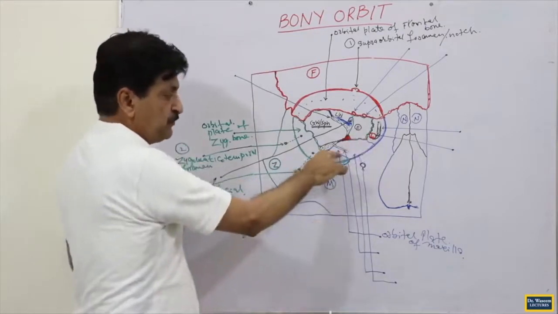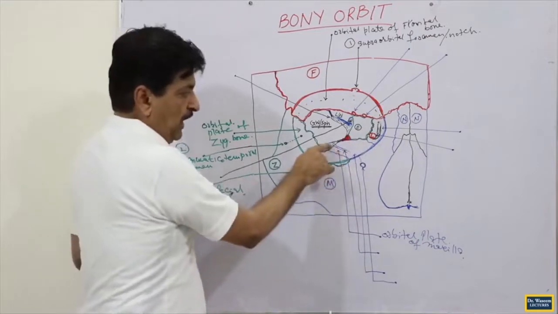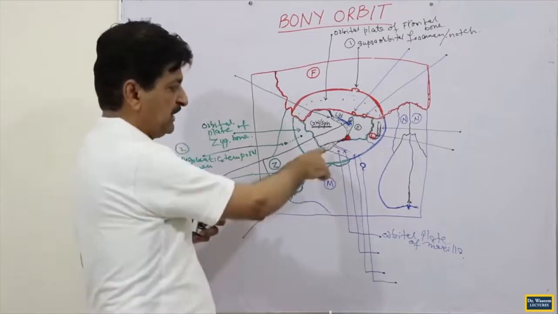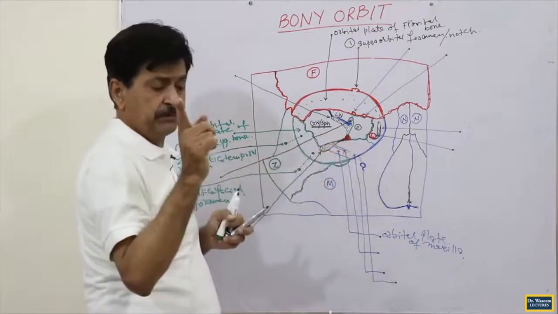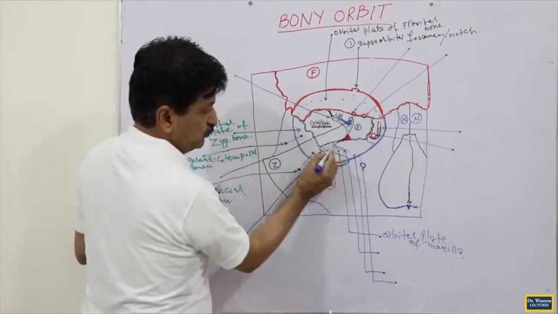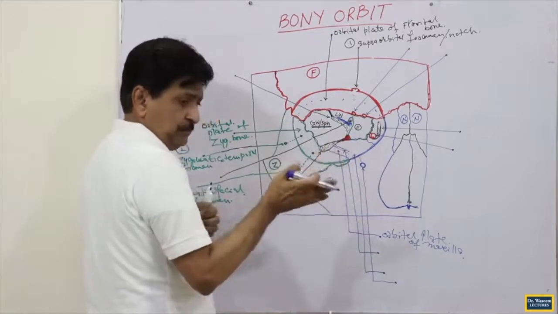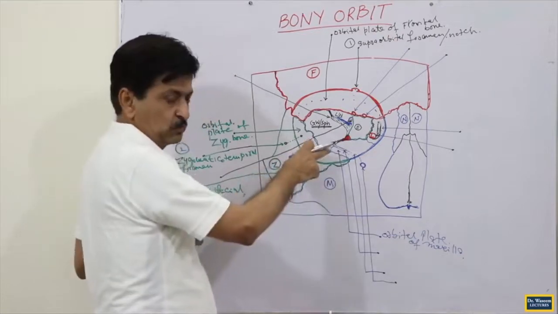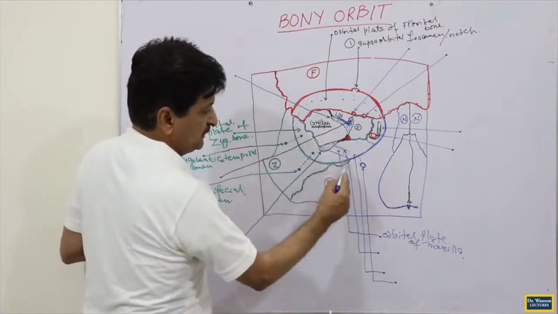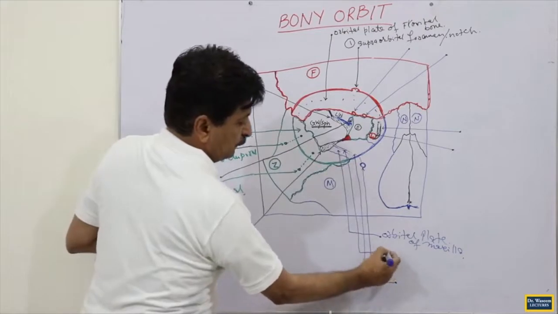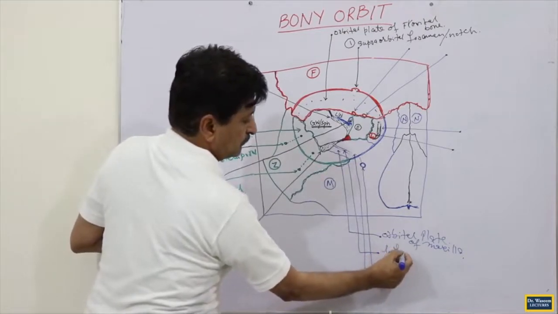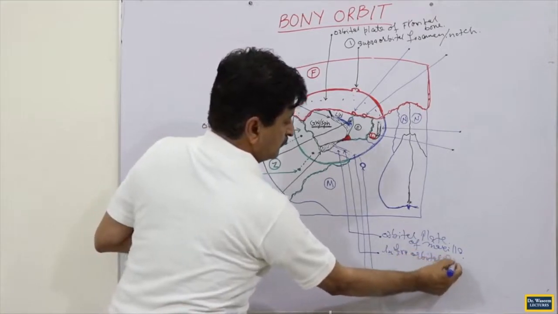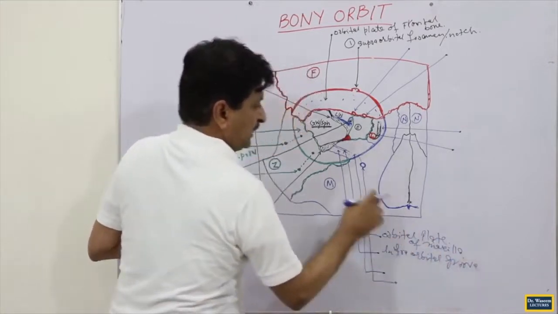If you watch the orbital plate, halfway along it you see a groove. The groove you are seeing here is called the infraorbital groove. It is a groove because some neurovascular bundle, especially a nerve, passes through it and is accommodated by this groove. This is the infraorbital groove.